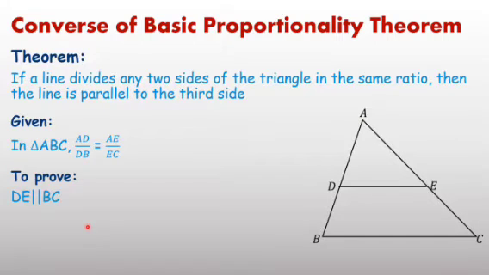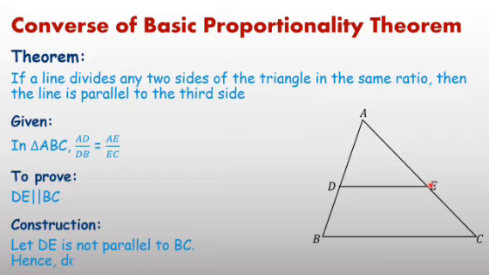One construction is required for the result. Let DE is not parallel to BC. Then draw DE dash parallel to BC. Because we have to prove DE parallel to BC, this is our assumption. Let DE is not parallel to BC. Therefore, assume DE dash parallel to BC. And if DE dash is parallel to BC, then we can apply BPT.